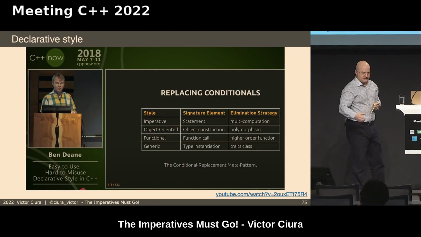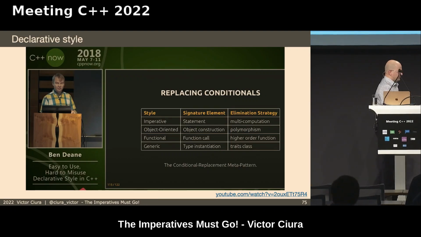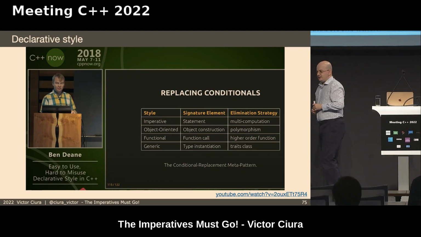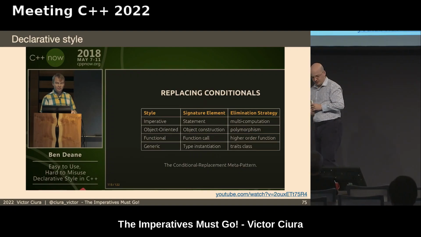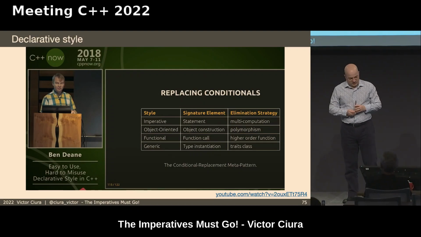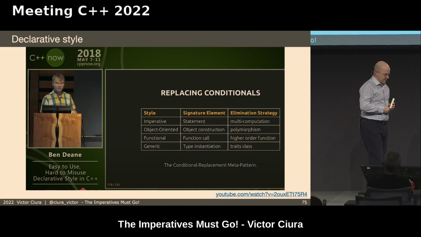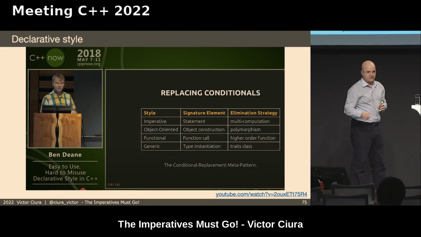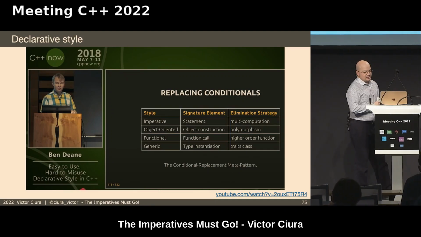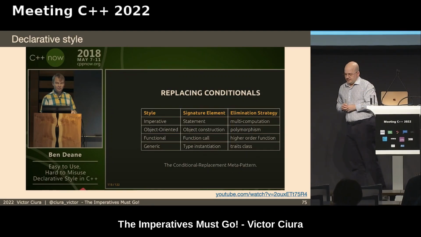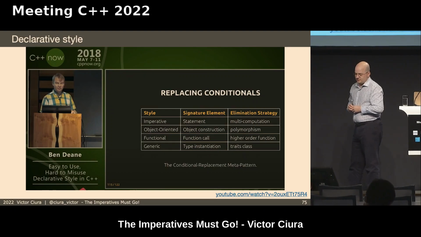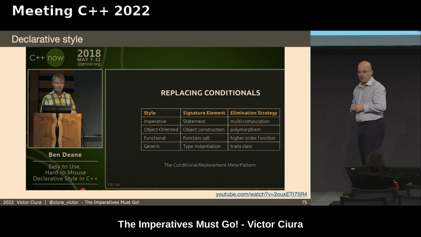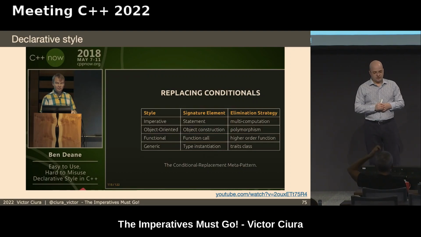More on this, I think this is very close to what we can do in declarative style in C++. But I think this slide from Ben's presentation on declarative style in C++ is the slide that best synthesizes the presentation, but I do recommend you watch it. I put a link there. It is about what's the signature element. So the signature element would be function application and higher order functions and chaining and composition. This is what we want to target.